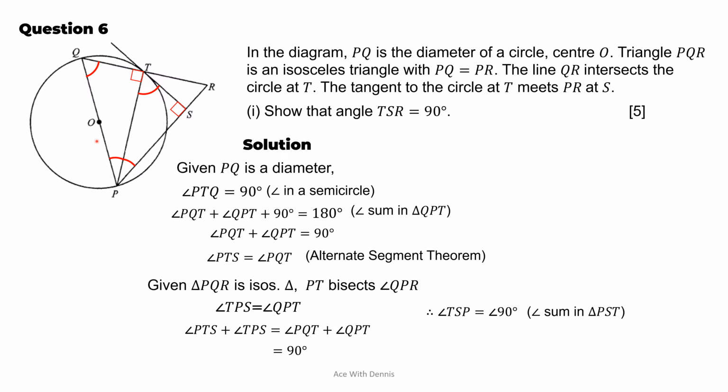Now we can label this angle as 90 degrees. From here, we can say that angle TSP plus angle TSR equals 180 degrees because it is the angle sum on straight line PSR, which means that angle TSR equals 90 degrees, which is the angle that we want to prove. Therefore, shown.